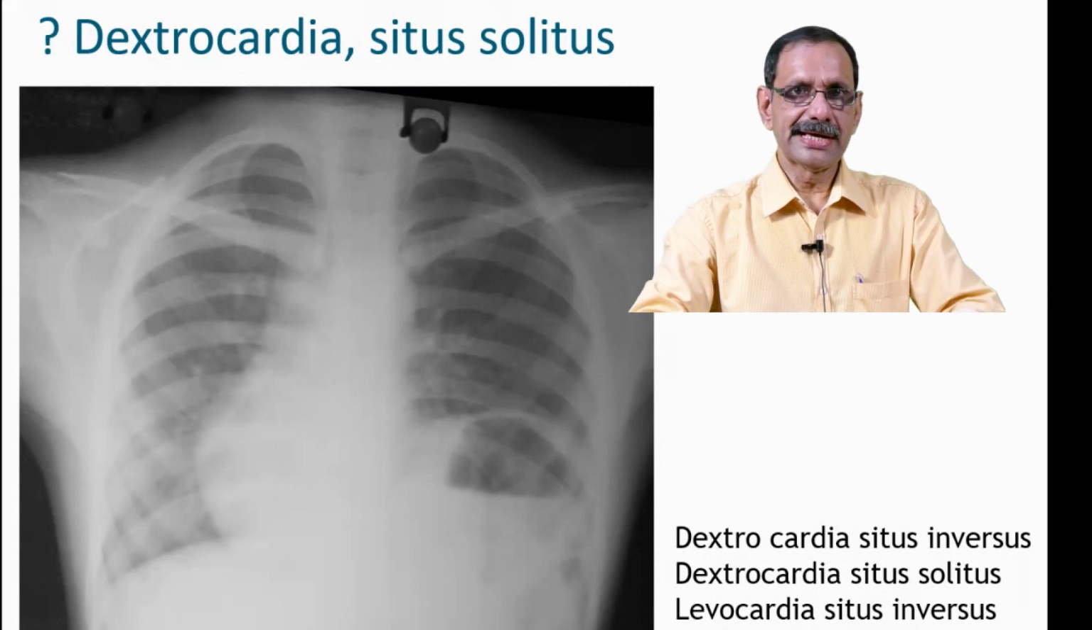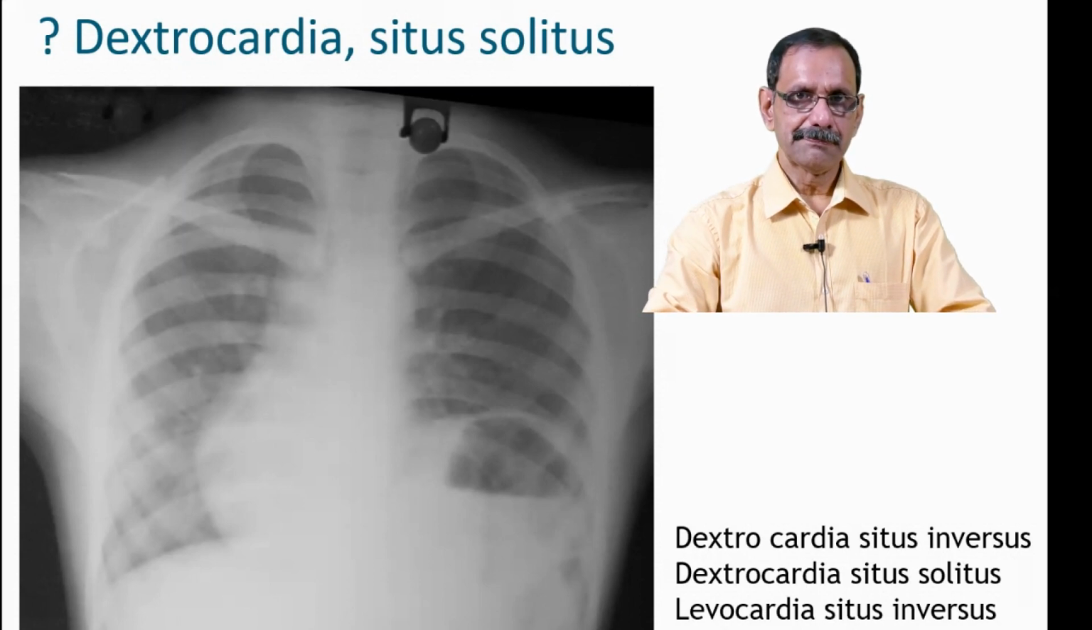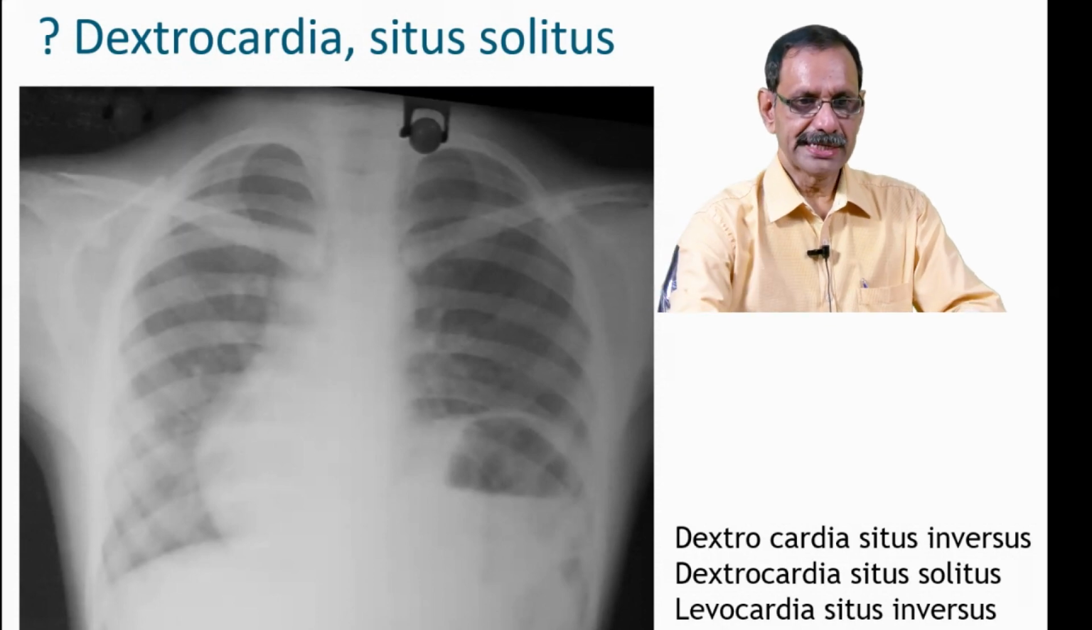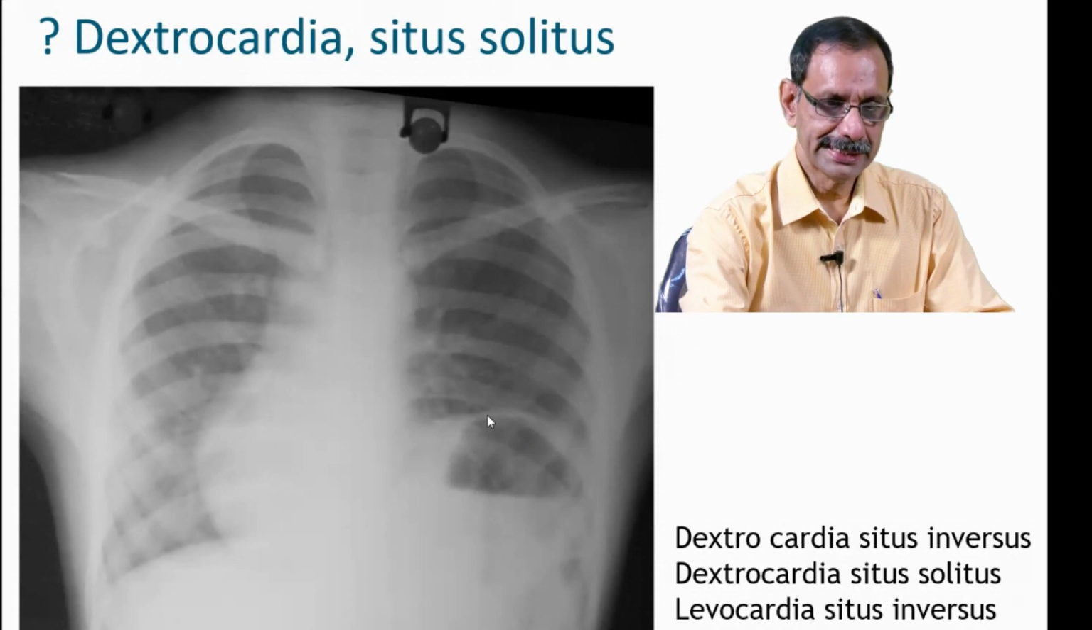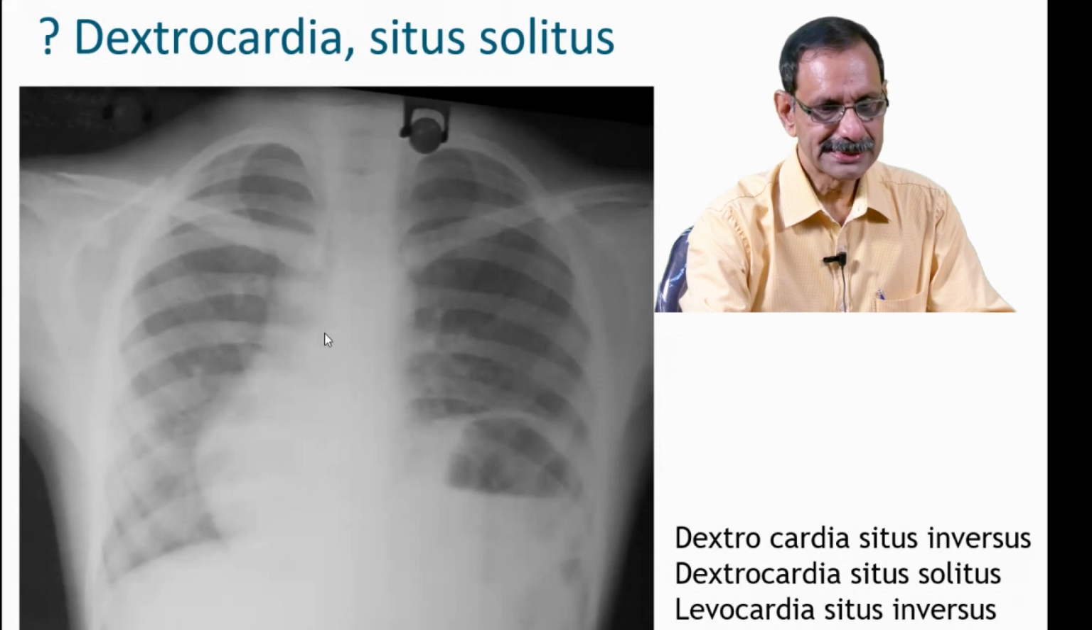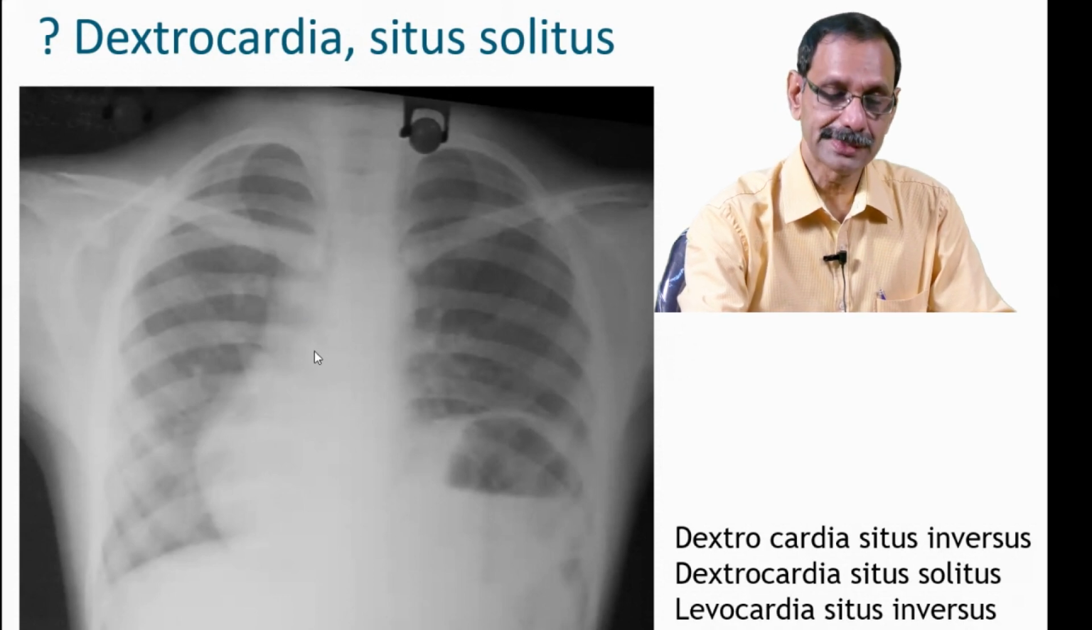Normally, eventration of the diaphragm does not produce the pressure or the mass effect to push the heart to the other side. If at all it is producing, this much of eventration is not enough. It should be like this. So it is less likely to be dextroversion due to the pressure. And second thing is the cardiac border. This border appears very much like a left heart border in a normal X-ray. So it is very likely that this is dextrocardia.